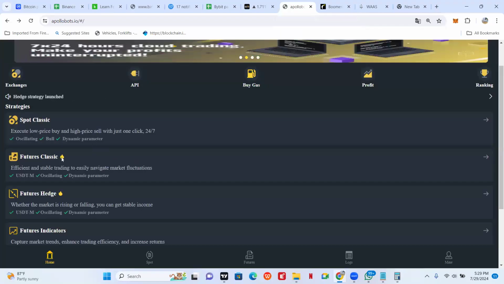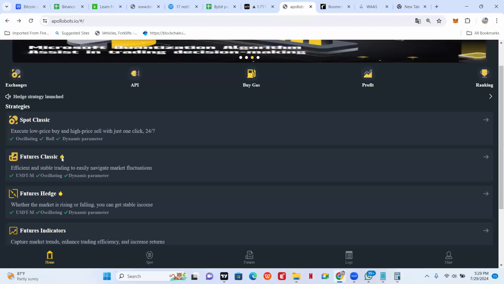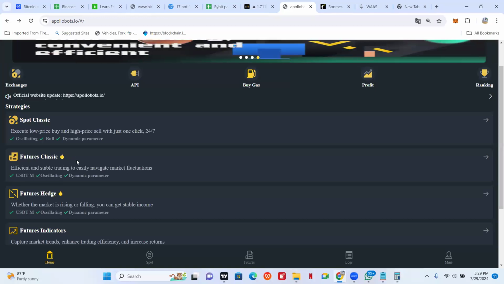Now the futures classic is a one-way bot, all right? So it means you're either trading the long position or the short position. I'm not going into that now, so we go into the futures hedge.